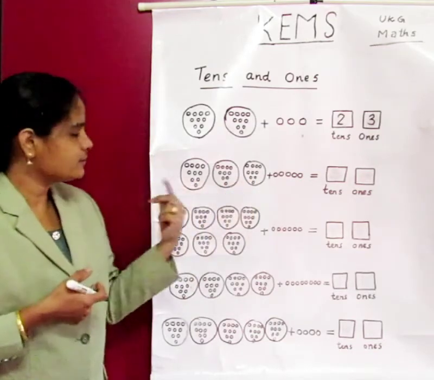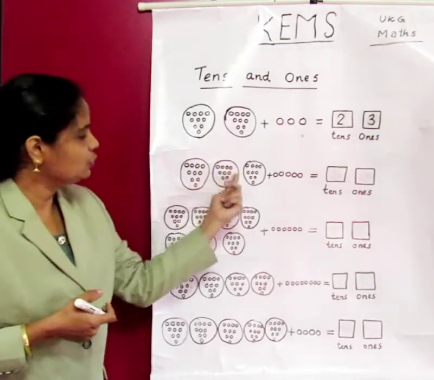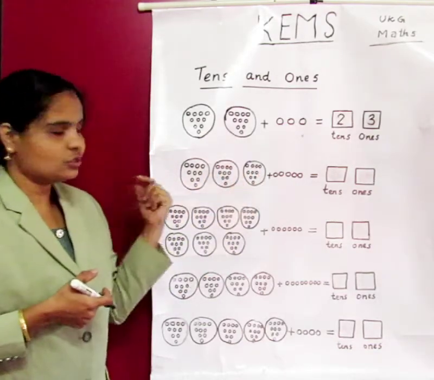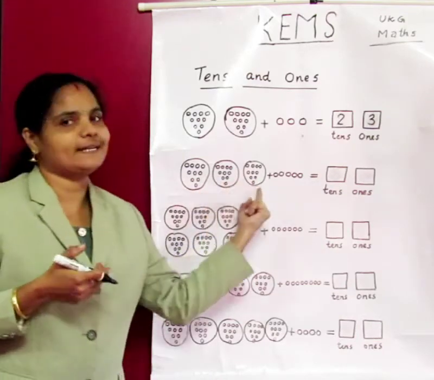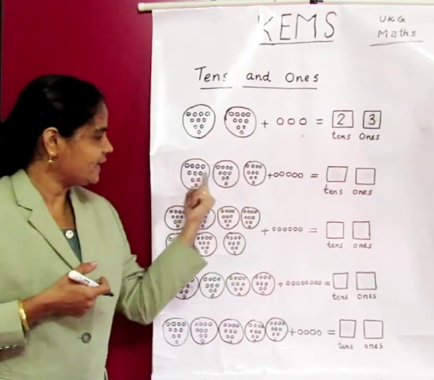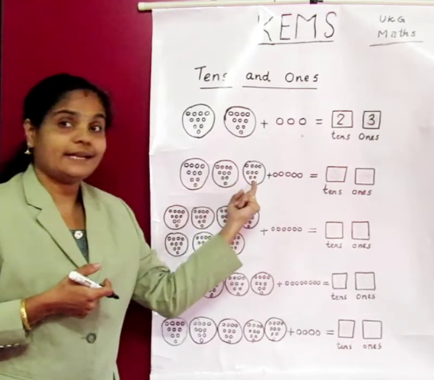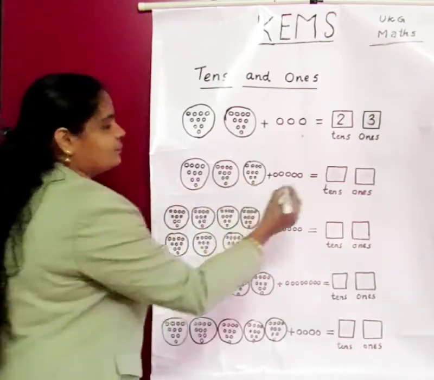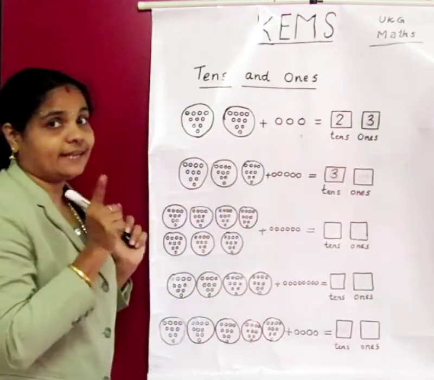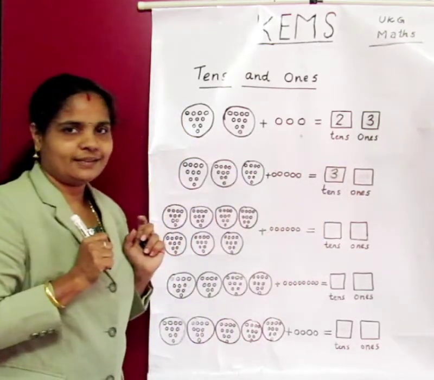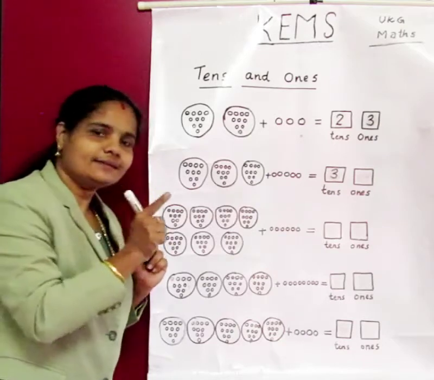Here, how many group of tens? How many groups? 1 group, 2 group, 3 group. So, 3 group of tens. So, 3 tens. Okay. 1 ten, 2 tens, 3 tens. Clear? Children, we learned 3 tens are 30.